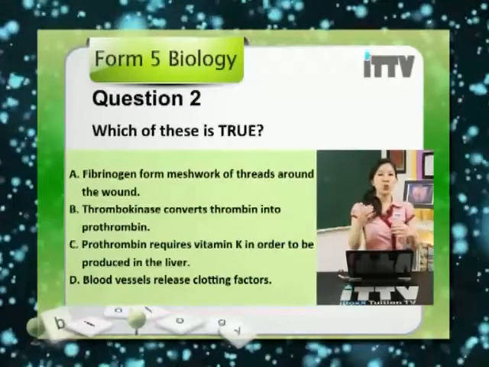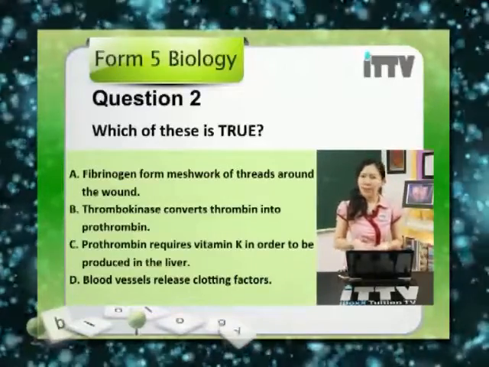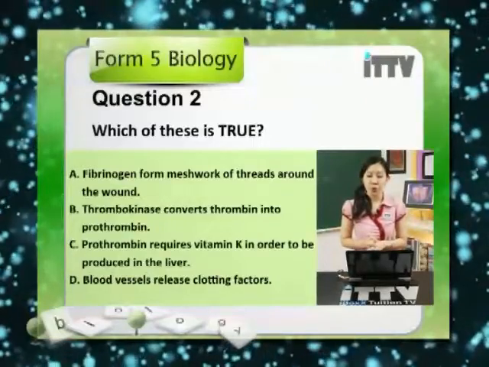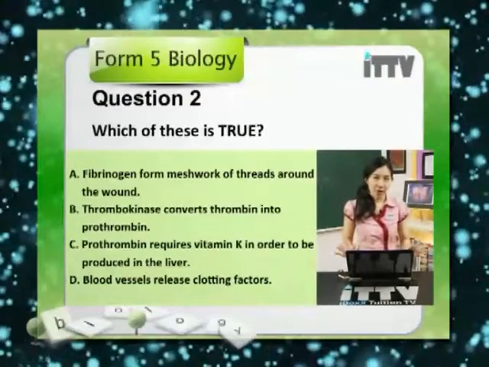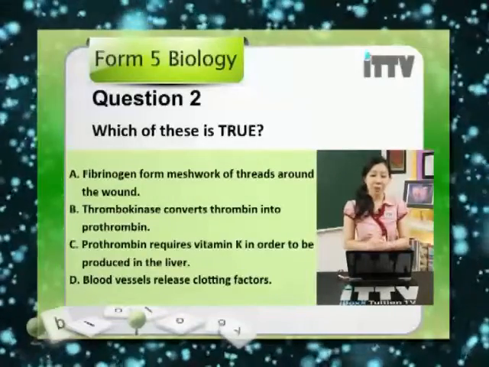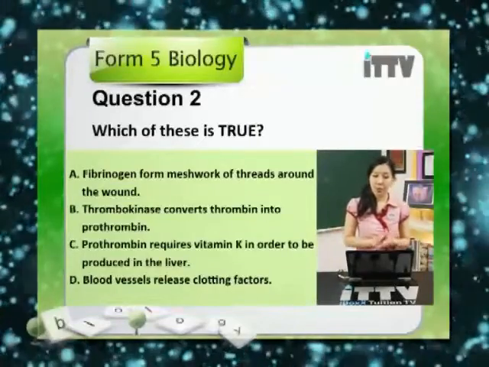Now, if you try to recall the theory part, A: was it fibrinogen which formed a meshwork of threads around the wound? I would think certainly not, right? The answer would be fibrin, active fibrin, not fibrinogen. So option A is wrong.